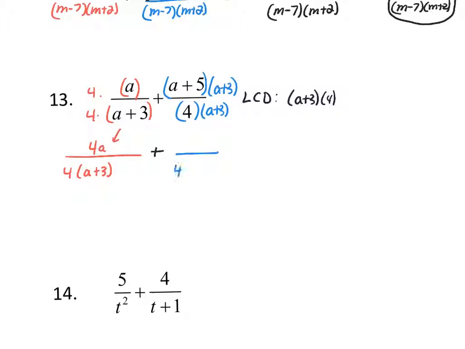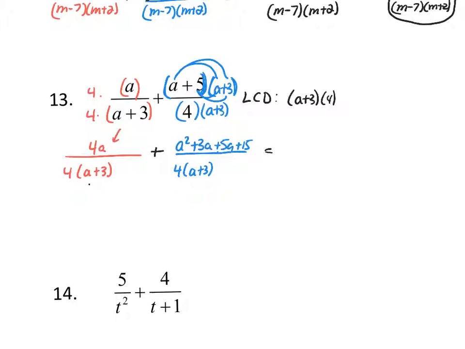So on the bottom, we had 4 times (a plus 3). Now on top, I need to multiply these together using the FOIL method. That's why I put in my parentheses. This a plus 3 is multiplied by everything on top. So a times a is a squared. A times 3 is positive 3a. 5 times a is 5a. And at the end, 5 times 3 is positive 15.